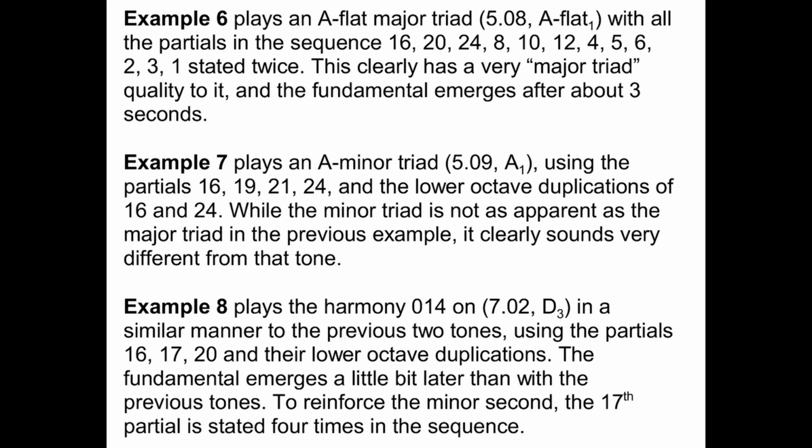Example 7 plays an A minor triad, 5.09 A1, using the partials 16, 19, 21, 24, and the lower octave duplications of 16 and 24. While the minor triad is not as apparent as a major triad in the previous example, it clearly sounds very different from that tone.